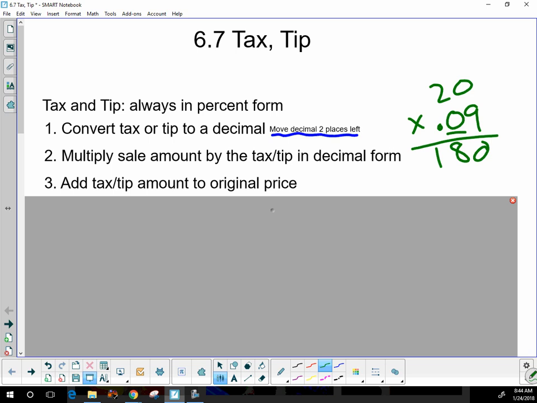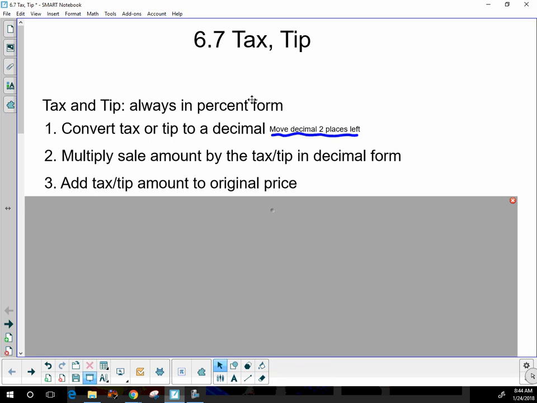And again, we know how to do this. If there's 2 up here, there's 2 down there. It's $1.80. 18 cents probably wouldn't be reasonable. It'd be great if that was our tax rate, but it's not. Okay? So let's move on. We'll do some more examples.